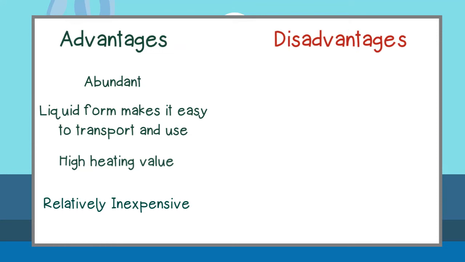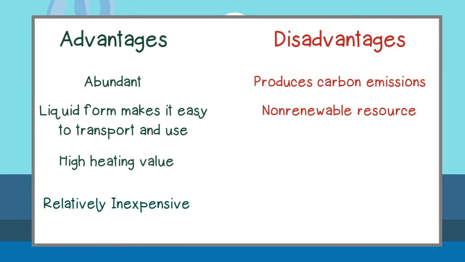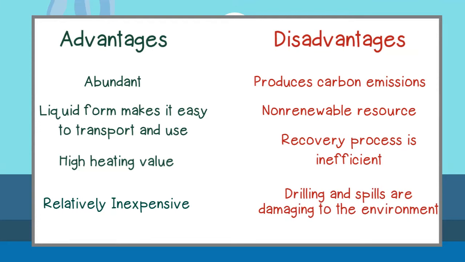The disadvantages of petroleum include that burning oil or its products produces carbon emissions, oil is a finite resource, and oil recovery processes are not extremely efficient. Another couple of disadvantages include that drilling oil endangers the environment and ecosystems, and that oil spills cause severe ecological and environmental damage.